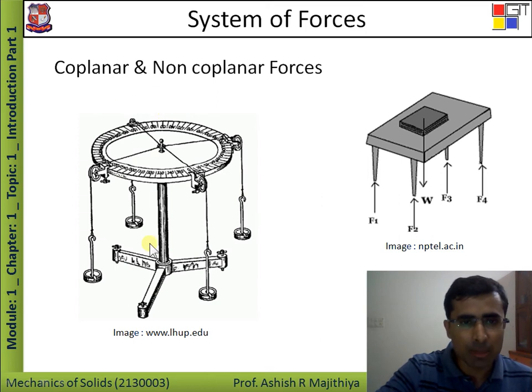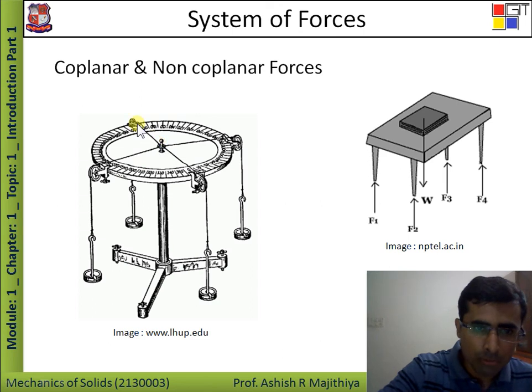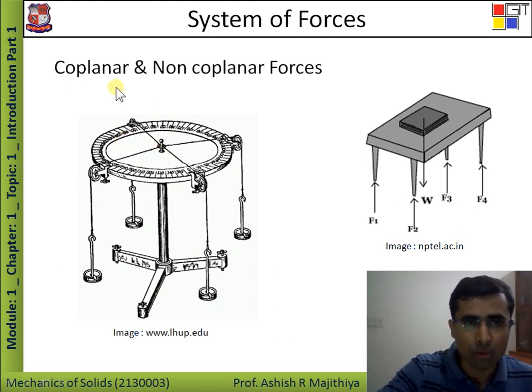In the first experiment, a force table is used, where 4 strings are hanged at a single point. Because of these 4 loads, a tension is generated in all 4 strings, and all 4 tensions are an example of a force. So basically, all 4 tensions are on a single plane. The line of action of all the forces is on a single plane, so it is called coplanar force.